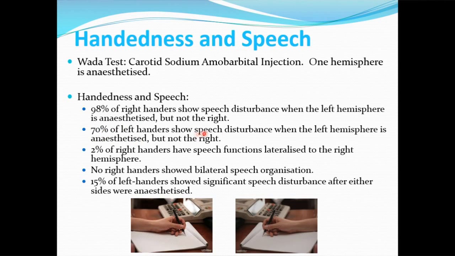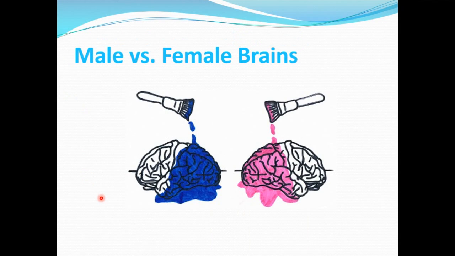70% of left-handers show speech disturbance when the left hemisphere is anaesthetized, but not the right. So most left-handers also have most of their speech on the left, like right-handers do. 2% of right-handers have speech functions lateralized to the right hemisphere. So if somebody is right-handed, don't assume that they will automatically have all their language abilities on the left, but there's a very small percentage of people who would have it on the right. No right-hander showed bilateral speech organization, and 15% of left-handers showed significant speech disturbance after either side was anaesthetized. So your left-handed people tend to have language on both sides, many of them.